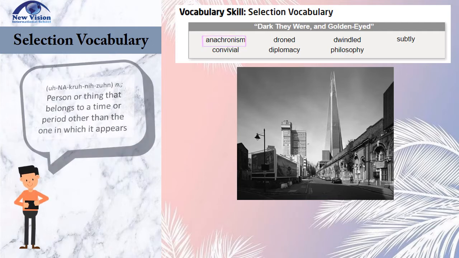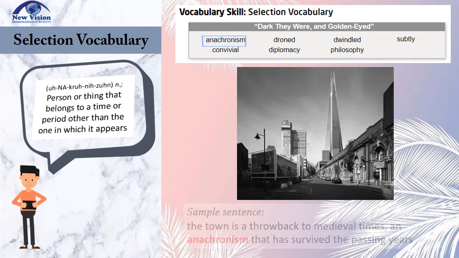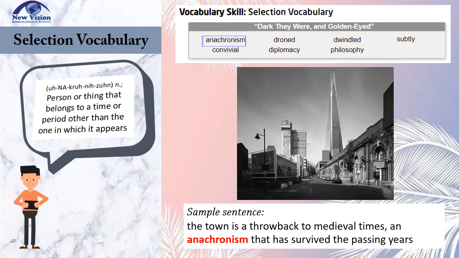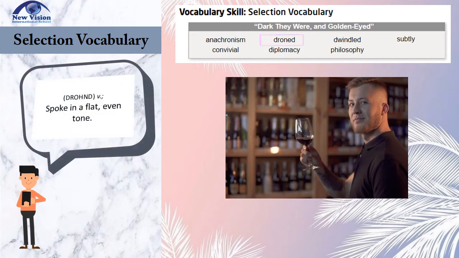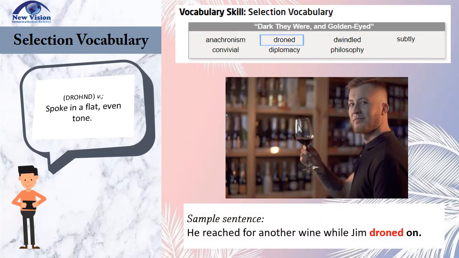The first word is anachronism. Anachronism is a noun that means a person or thing that belongs to a time or a period of time other than the one in which it appears. Sample sentence: the town is a throwback to medieval times, an anachronism that has survived for passing years. The second word is droned. Drone is a verb that means spoke in a flat, even tone. Sample sentence: he reached for another wine while Jim droned on.